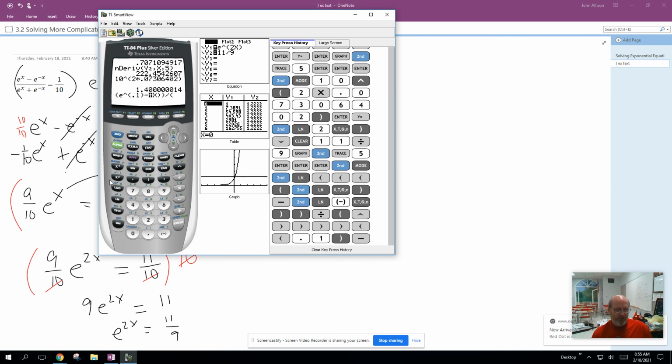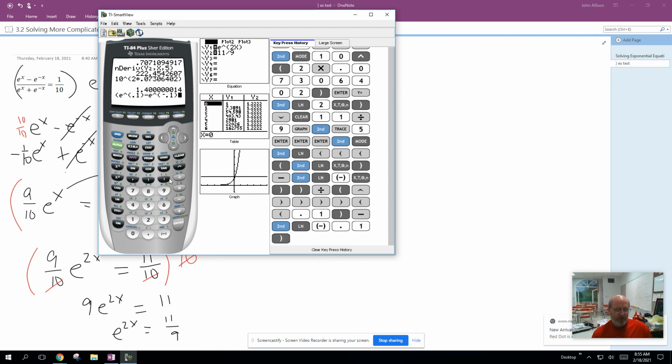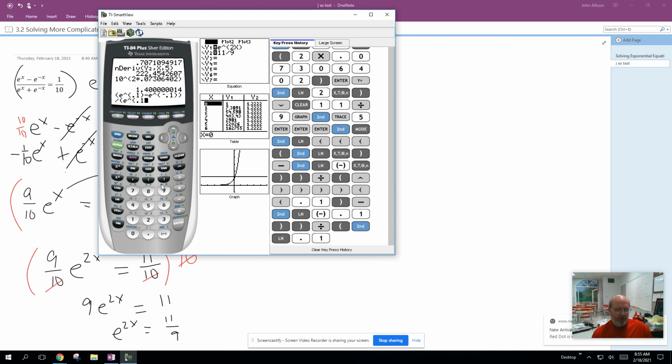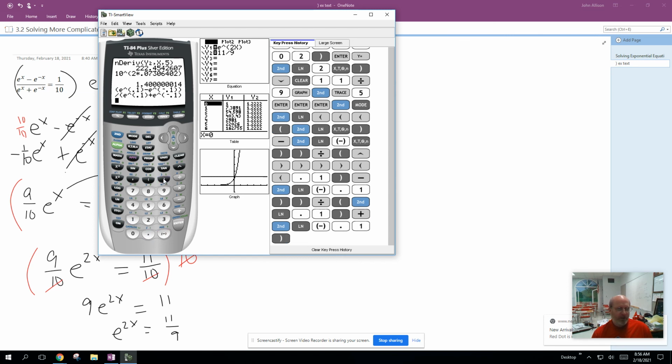Minus e to the negative 0.1, then close parentheses, divided by now e to the 0.1 plus e to the negative 0.1, and that should be really, really close to 1/10 or 0.10. And it is really, really close to 0.10. That would round up to 0.10. And so that's an approximation for the answer. And that's how we solve these kind of equations.